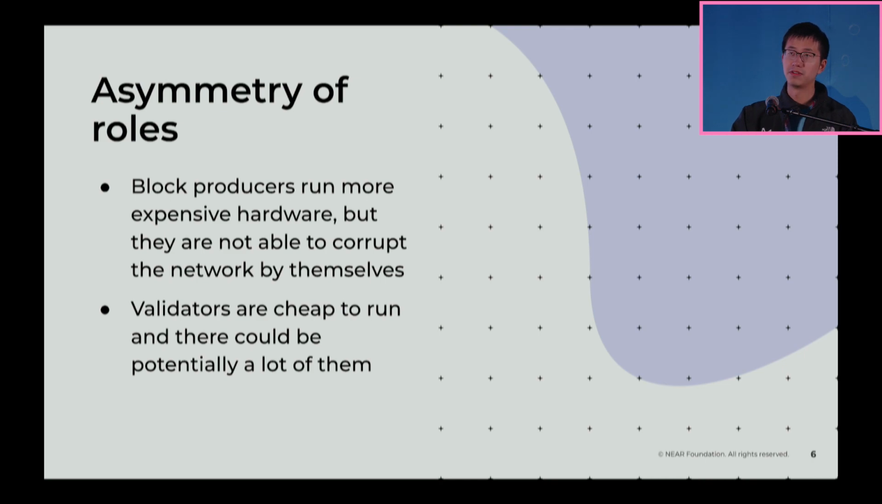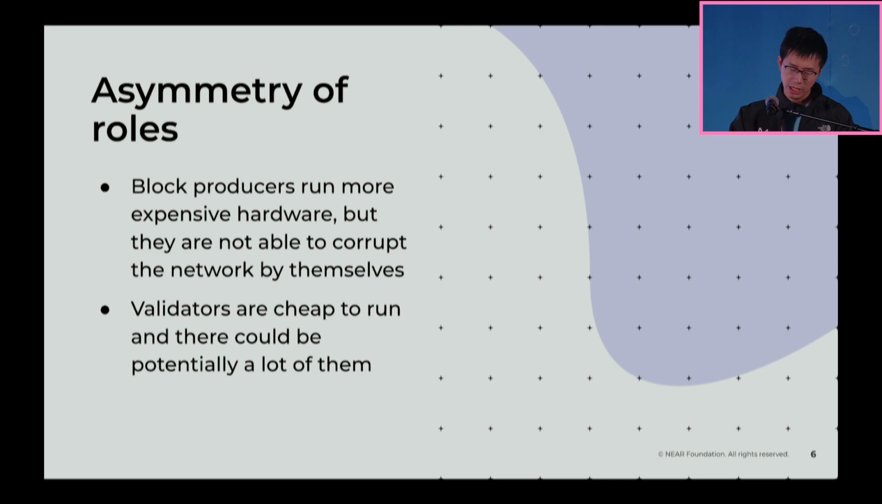So the idea is roughly that a small portion of the network needs to operate more expensive hardware, but at the same time, they're not gaining disproportionate power to control the network. So the block producers here, yes, they do run more expensive hardware, they do more stuff, like not just producing the blocks, but also producing the state witness and distributing the state witness. But there's not much more they can do than what they can already do today.